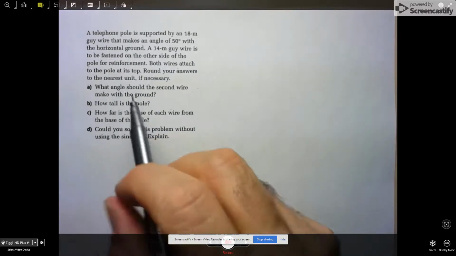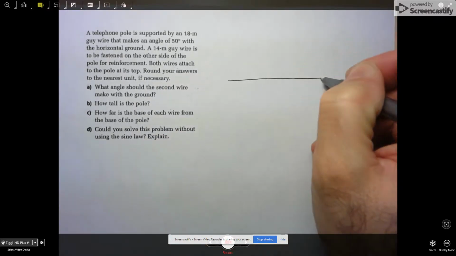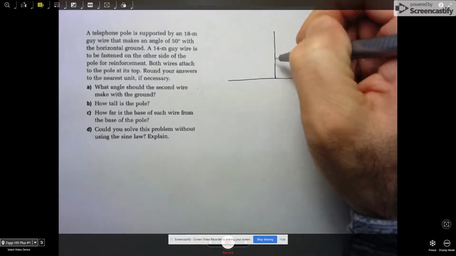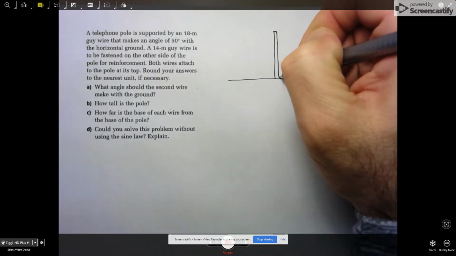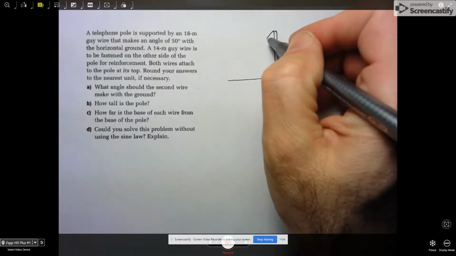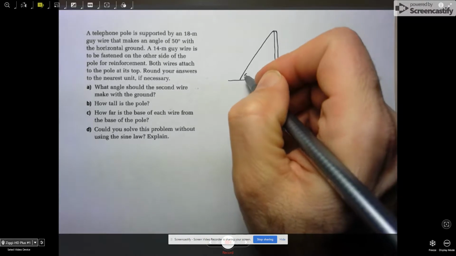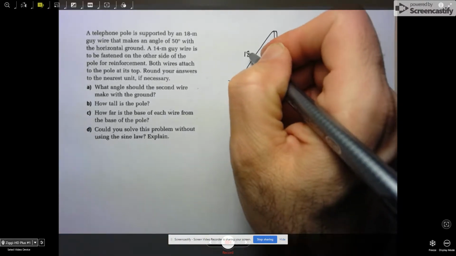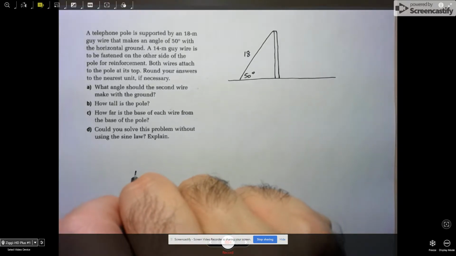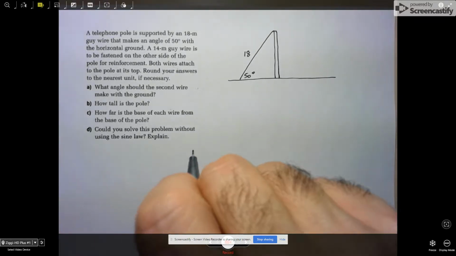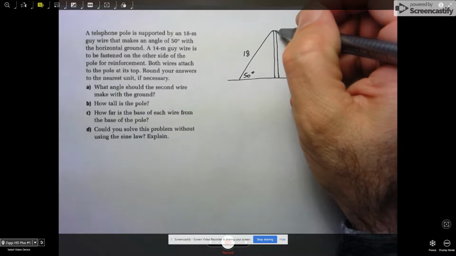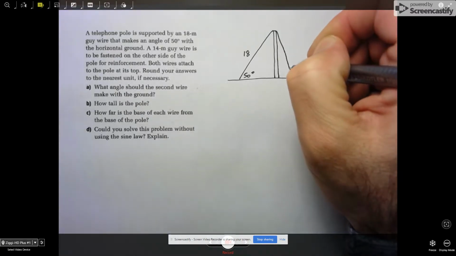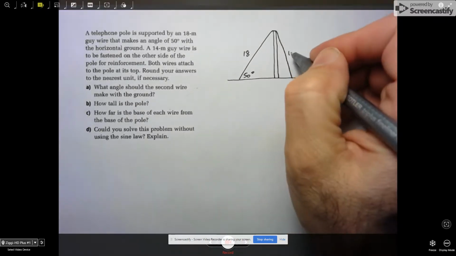Okay, so let's start by drawing a diagram here. So say here's the ground, I've got my pole. Okay, so on one end it's attached at 50 degrees. Okay, and they give me the length, which is 18 meters. Okay, now there's another one on the other side, which is 14 meters. So I'm going to draw it so that it definitely looks shorter than the other one here. So this is 14 meters.